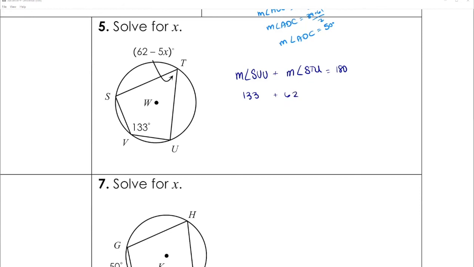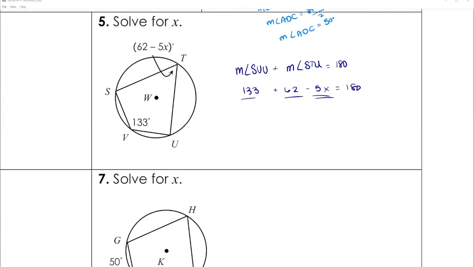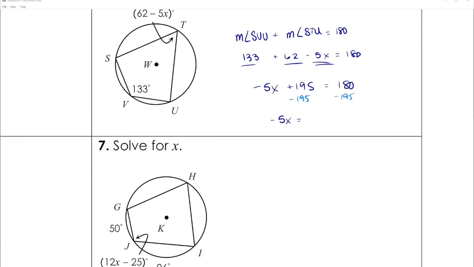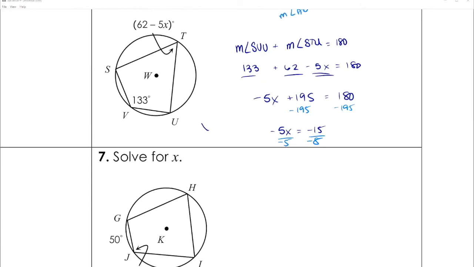So 133 plus 62 minus 5x equals 180. Combine like terms on the left. 133 plus 62 is 195. And I'm going to write that 5x first because that's how you're supposed to write it. Subtract 195 from both sides. Negative 5x equals negative 15. Divide both sides by negative 5. We know x is negative 3.